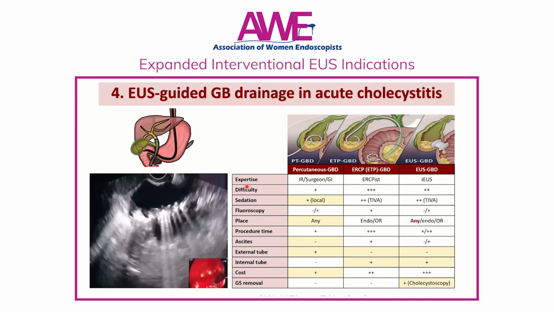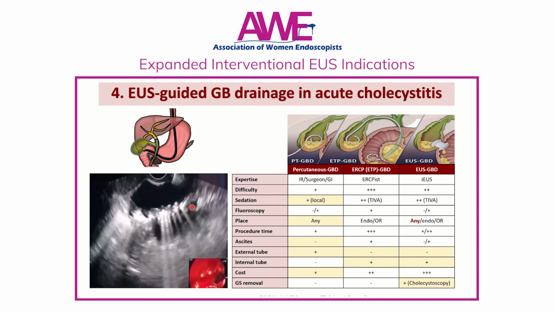Moving on to the next indication, which is EUS-guided gallbladder drainage in acute cholecystitis. There are 3 methods for gallbladder drainage in non-surgical candidates, including percutaneous, ERCP, and EUS-guided. The pros and cons of each technique are shown in this slide. For the percutaneous route, this technique has been done for several years. We're all familiar with it.